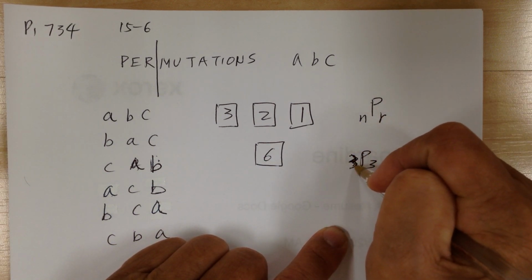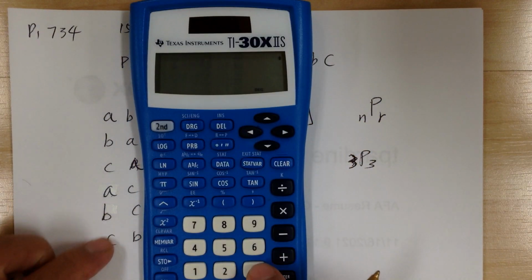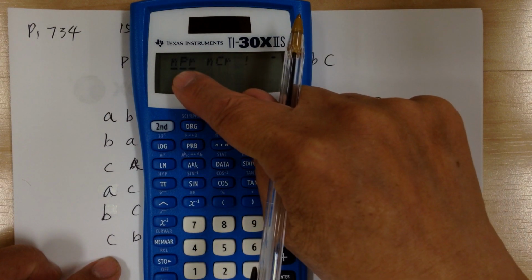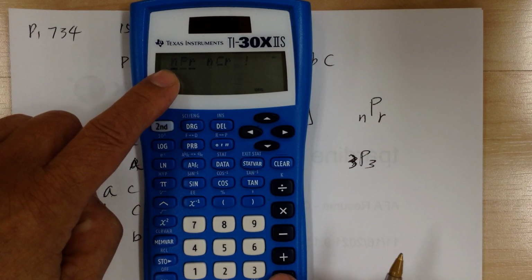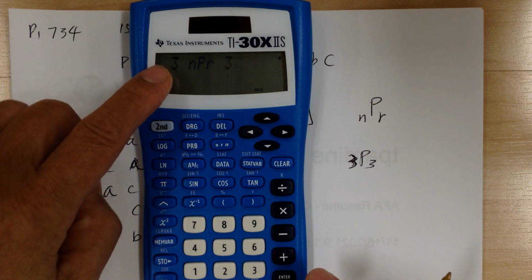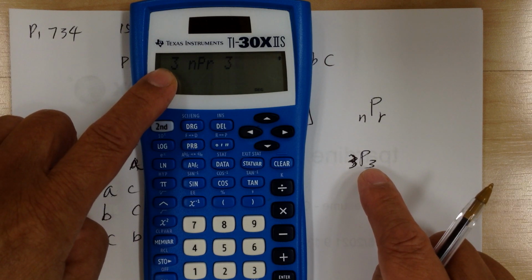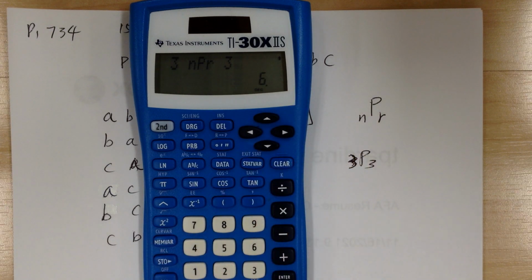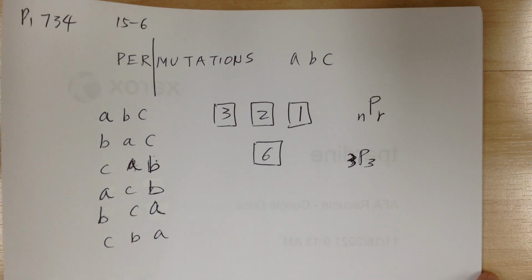So if you have 3 items and you're going to use all 3, this would be 3P3. On your calculator, you enter 3, then go to the probability menu, where you have nPr and nCr. You enter nPr and then 3. So it means you have a total of 3 items and you're going to use all 3. You push equal and it will give you 6. So again, there are different ways you can do the problem.